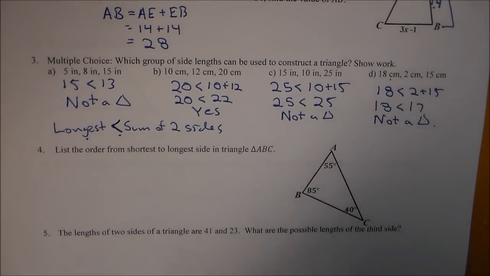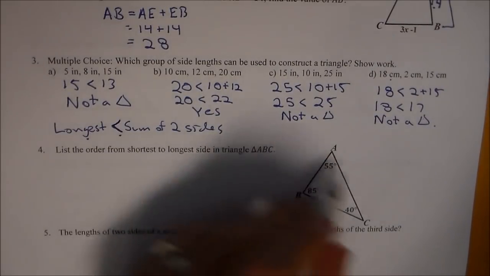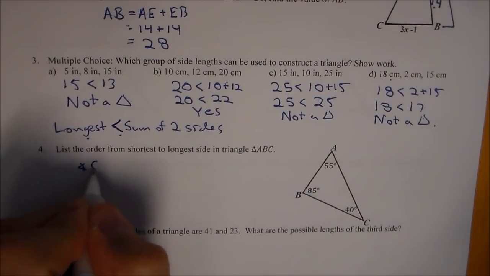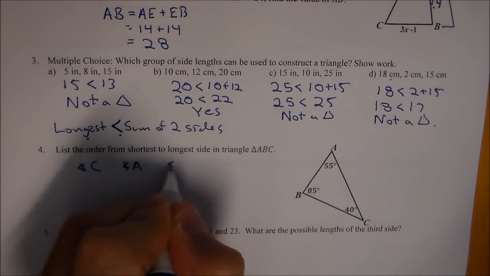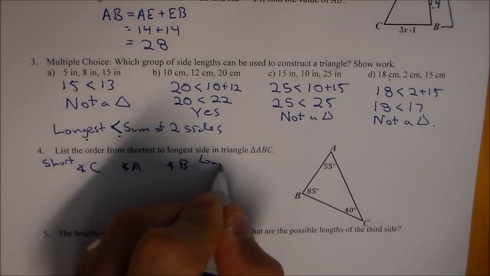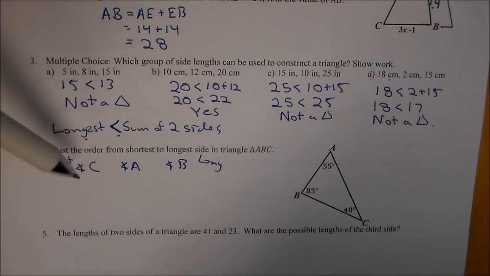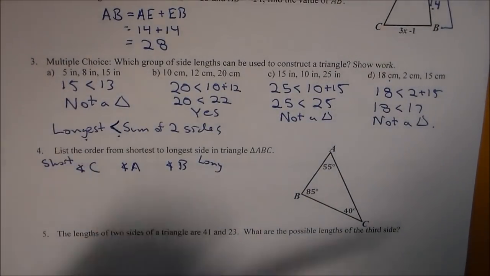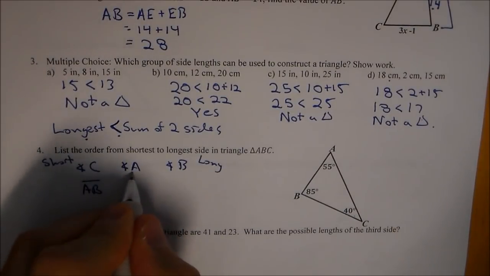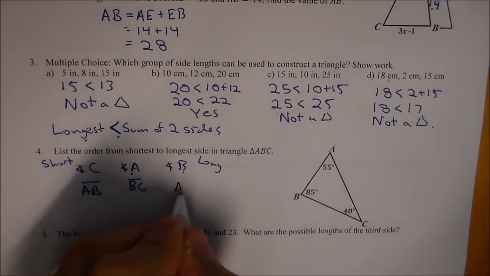For number 4, we need to list the order from the shortest to longest sides in triangle ABC. So first off, we have the angles. I'm going to list the angles first from shortest to longest. So I have angle C, angle A, and then angle B. So that is short to long. Now what's easy about this is the opposite side to the angle is also the smallest value. So opposite to C is AB. Opposite to A is BC. And opposite to B is AC.